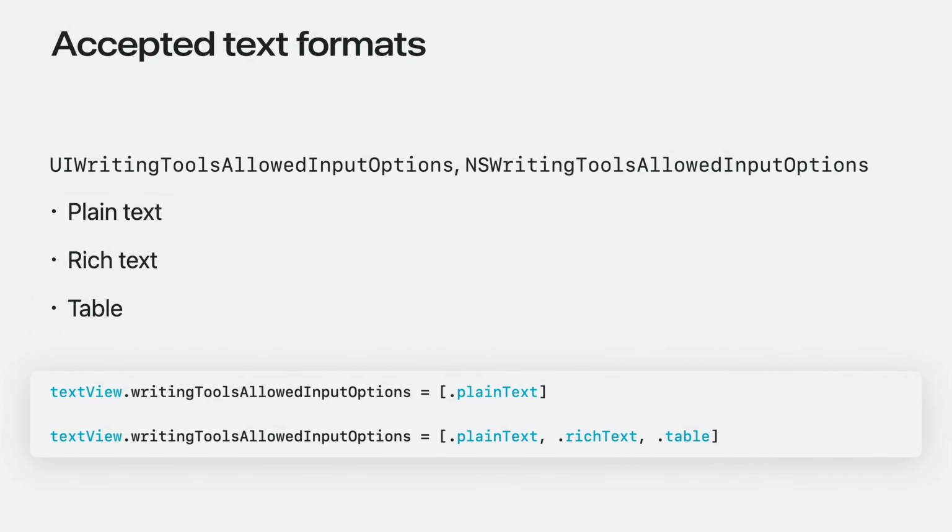You can also use writing tools allow input options to specify if your text view supports rich text or tables. If you don't set it, we assume your text view can render plain text and rich text, but not tables. If your text view only accepts plain text, or if it can handle tables, you can specify the options explicitly.